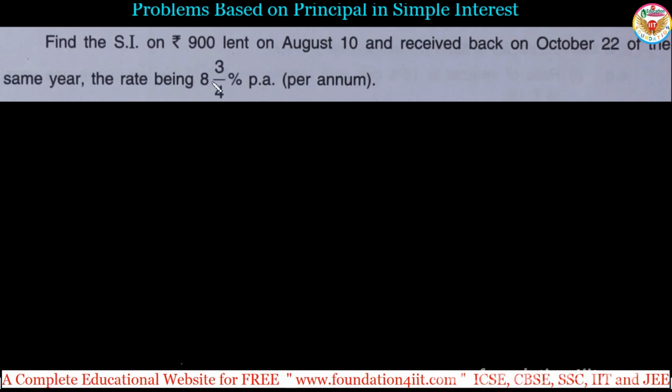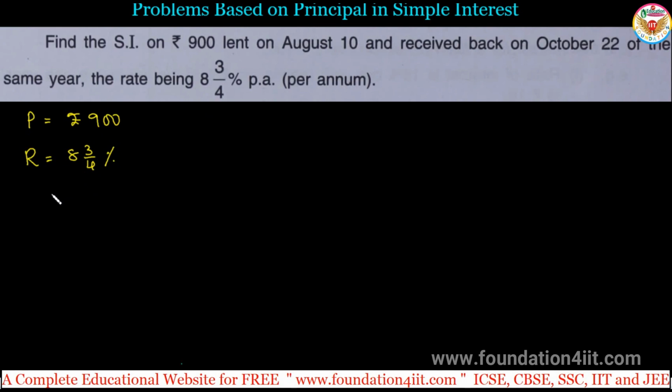The rate of interest is 8 3 by 4% per annum. So the simple interest formula we know is PRT by 100. First, given data: P is rupees 900, and rate of interest R is equal to 8 3 by 4%. This you can convert from mixed fraction to improper: 4 into 8 plus 3, so 32 plus 3, 35. 35 by 4% is the rate of interest.